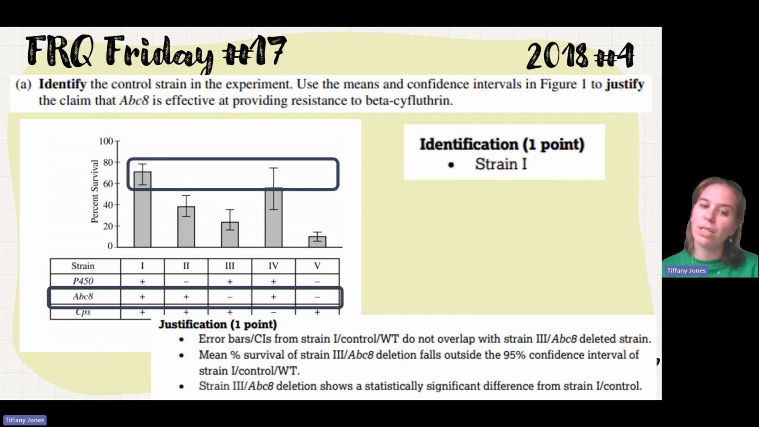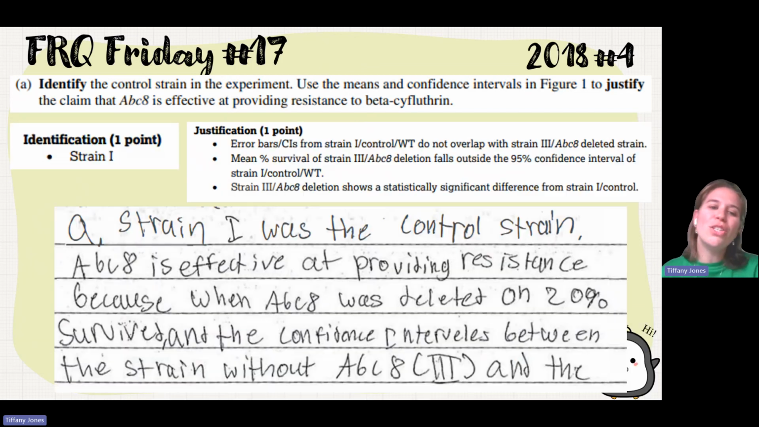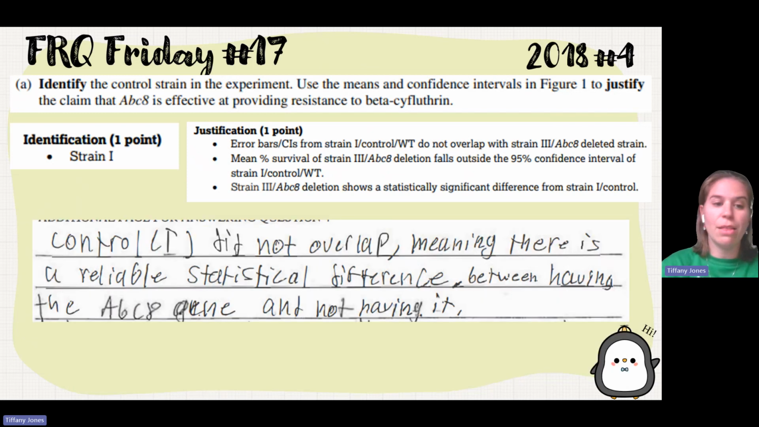You could say that the mean percent survival of strain 3 falls outside that 95% confidence interval of strain 1. So strain 3, or the one that has the ABC8 deletion, shows a statistically significant difference from strain 1 or our control. So the student says strain 1 was the control strain. ABC8 is effective at providing resistance because when ABC8 was deleted only 20% survived, and the confidence interval between strain 3 without ABC8 and the control did not overlap, meaning there's a reliable statistical difference between having the ABC8 gene and not having it.